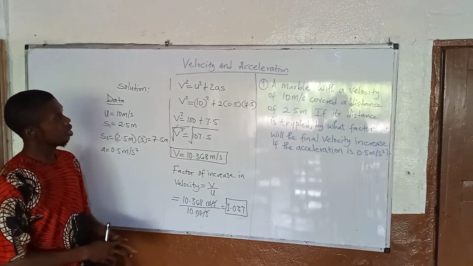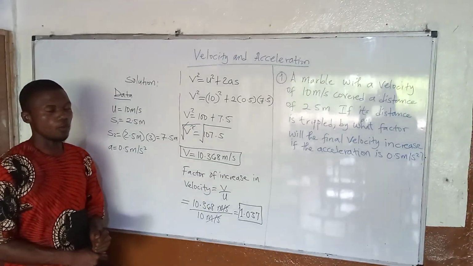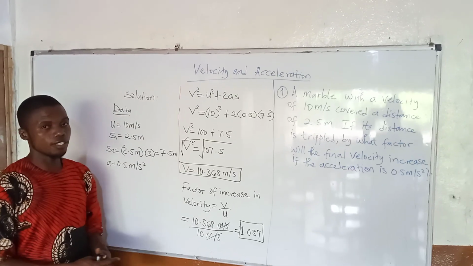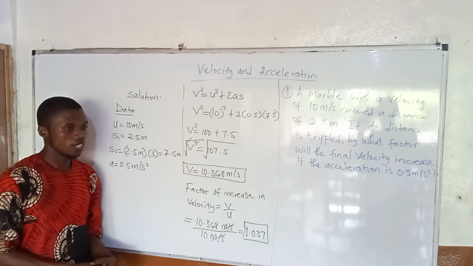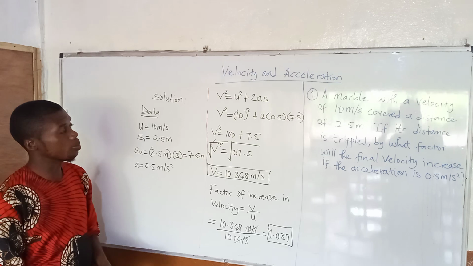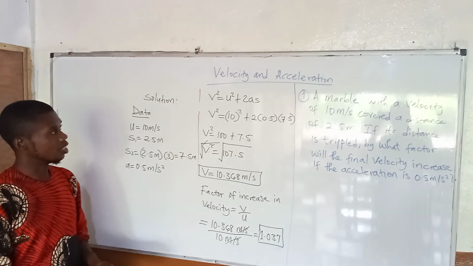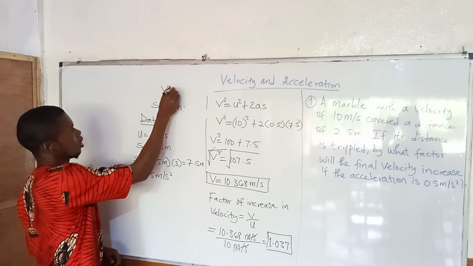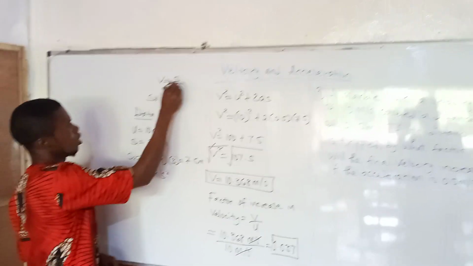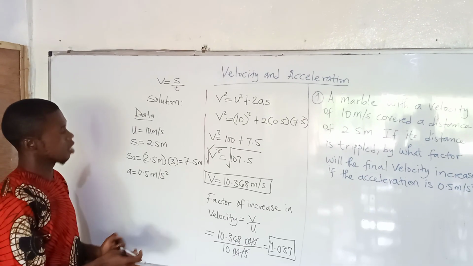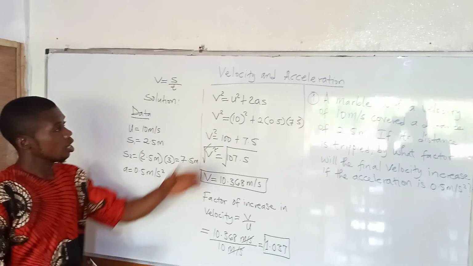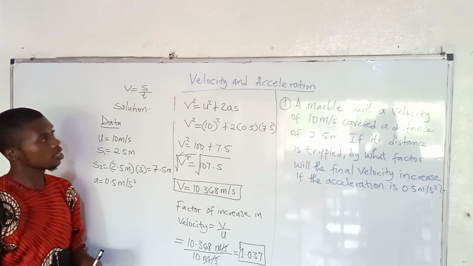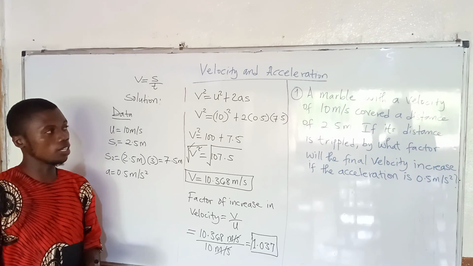We're looking at velocity and acceleration. Velocity is defined as the time rate of change of displacement, and has the formula v equals s over t. Velocity has SI units of meters per second. Then acceleration is defined as the time rate of change of velocity.